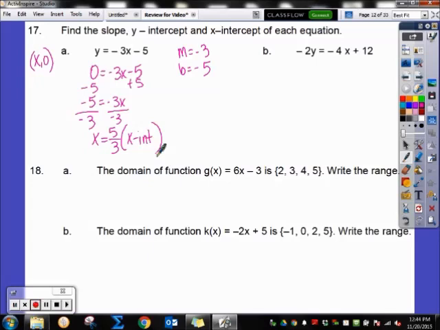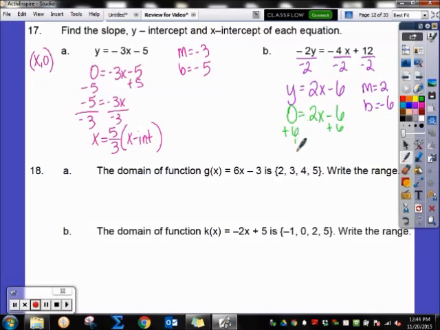For the next one, it is not in slope-intercept form, so I can't see anything until I divide through by -2. So I have y equals 2x minus 6, so I can see my slope is 2, my y-intercept is -6. Then if I need my x-intercept, I can do the exact same thing. 0 equals 2x minus 6. And if we solve, x equals 3, and that is our x-intercept.